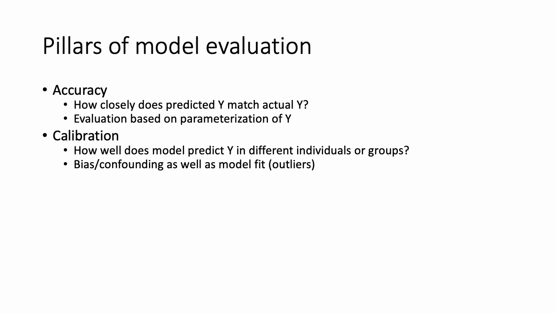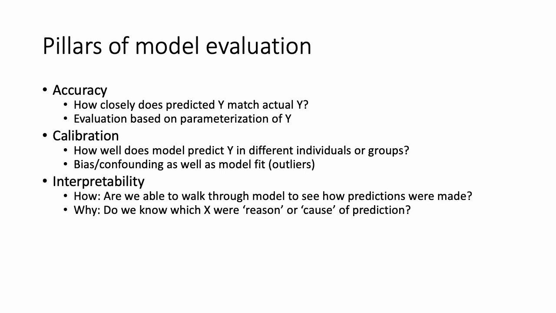In terms of calibration, again, this is saying how well does the model predict y across different groups. In a way it's kind of like accuracy because it's looking at accuracy, but it's breaking it down into different individuals or groups within both the population it was fit in as well as external populations. And critical to this is this idea of bias or confounding, as well as whether the model actually fits. And again, we'll talk in a little bit about how model fit versus bias and confounding is thought of at different levels, with fit being more of an outliers thing, and bias and confounding more across populations.